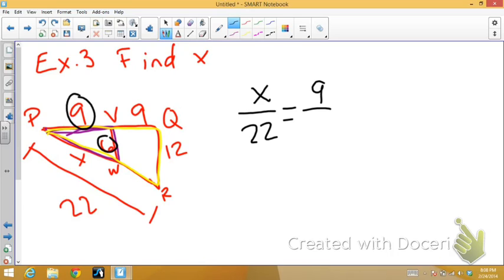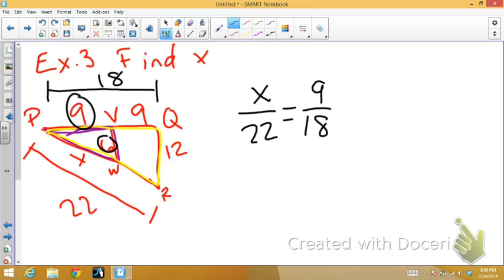I picked 9 on purpose because this is one of the things that could happen where it's a little harder to tell what I'm going to use next. Well, if I use 9, I've got to use the entire length of the yellow triangle. This entire corresponding side. So I need to add those two numbers together and get that this entire length is 18.